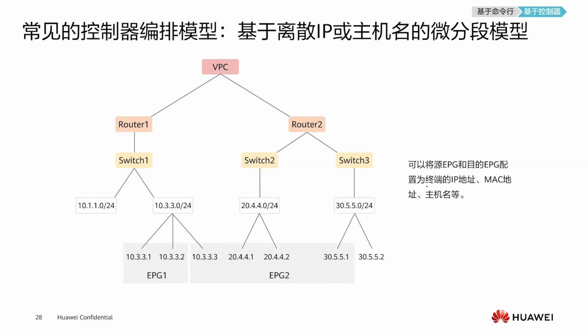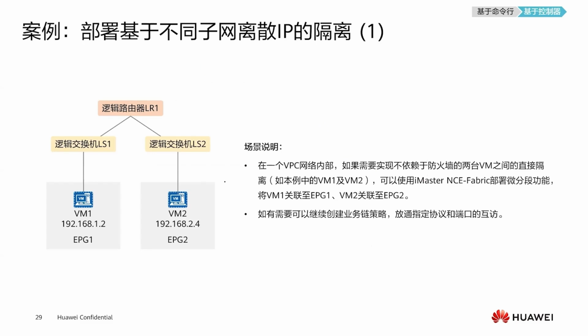We can define for the same switch under different subnets. We can define different EPGs, define their defensive behavior between for different switches, but under the same router. We can also define, so when we configure on the controller, we can configure based on our IP address, MAC address, hostname, etc., to set up our source and destination EPG. Now let's look at our deployment case, which is based on different subnets for our isolation.